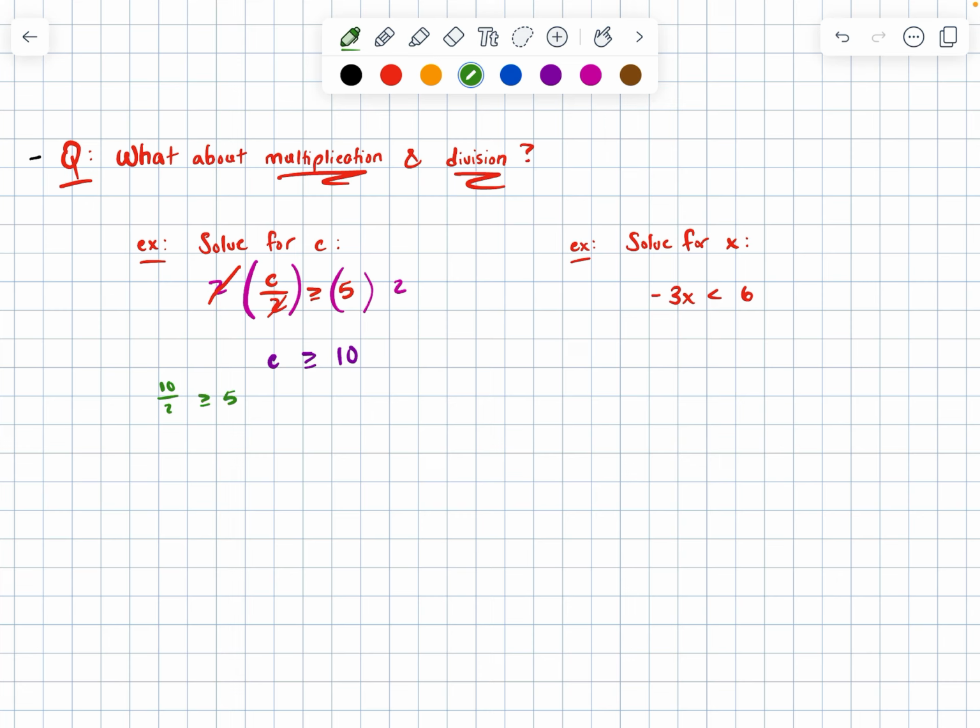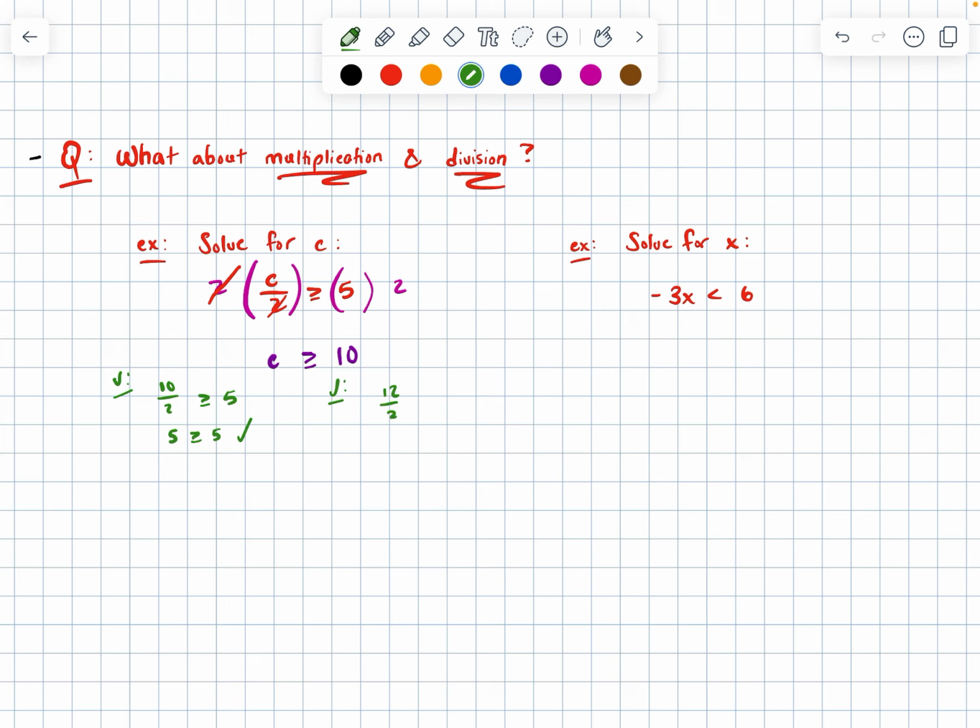Well, let's quickly check this. If C is equal to 10, then I just need to check, is 10 divided by 2 greater than or equal to 5? That's 5 is greater than or equal to 5. 5 is equal to 5. So that works. Let's try something else. So in this case, when we were equal to, it worked.